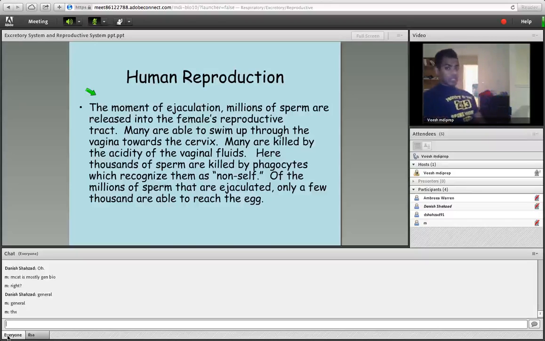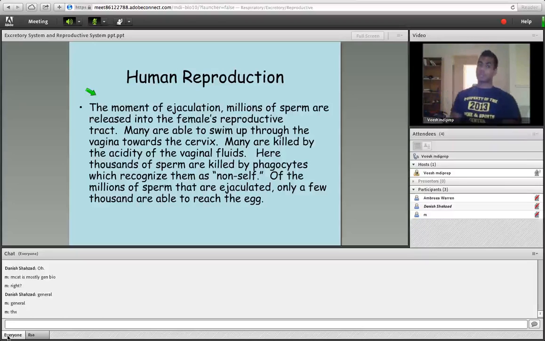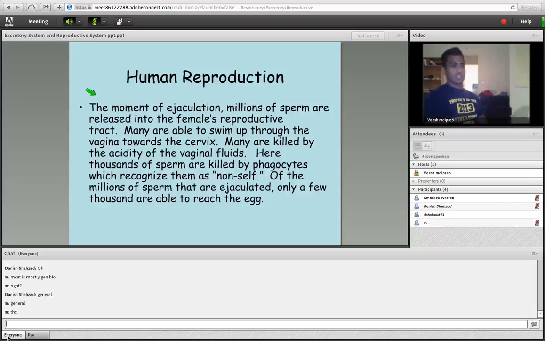After ejaculation, millions of sperm are released into the female's reproductive tract, and many of them swim through the vagina into the cervix, but a lot of them are killed by the acidity of the vaginal fluids, and a lot are also killed by phagocytes, which recognize them as non-self. So it's basically a huge rat race. There are all kinds of obstacles that the sperm have to go through to reach the egg and then conceive.